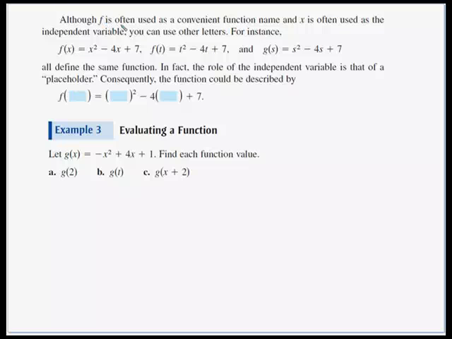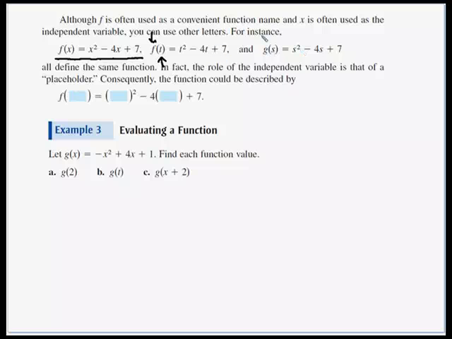Although f is often used as a convenient function name and x is often used as the independent variable, you can use other letters. For instance, here's f of x. f of x is x squared minus 4x plus 7. We can still call the function f, but now let's call the independent variable t, f of t. So any place we saw an x, we're just going to replace it with a t. Instead of x squared minus 4x plus 7, now it's t squared minus 4t plus 7.